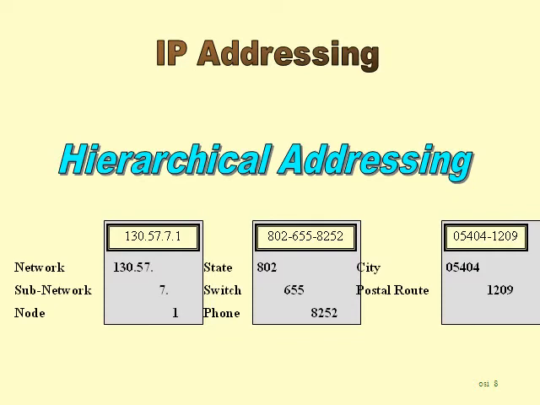Notice this is just like a zip code, 05404-1209. 05404 is the post office in the state of Vermont if you wanted to send a letter there. Once it gets to that post office, the person that takes the mail to the homes is 1209. Telephone calls are done the same way. The 802 is the state of Vermont. The 655 is a switch inside the city in Burlington, Vermont, and 8252 is the actual phone in that city.